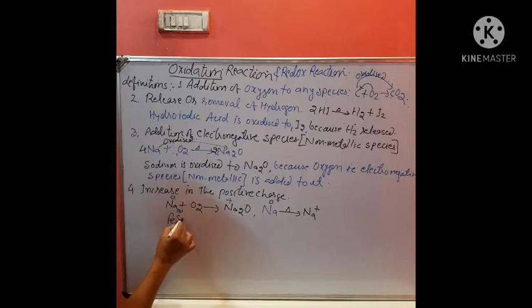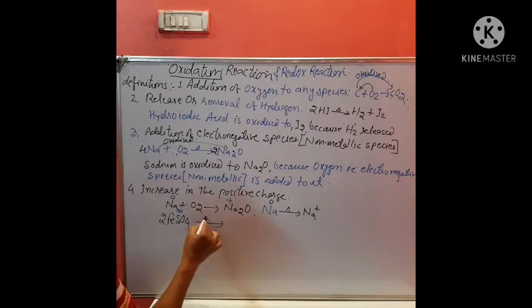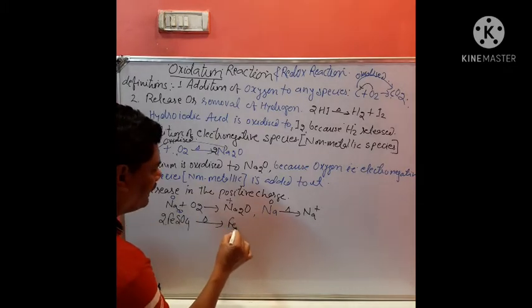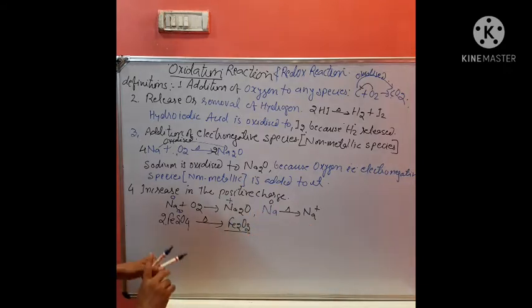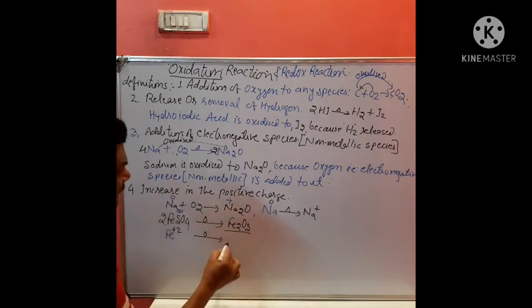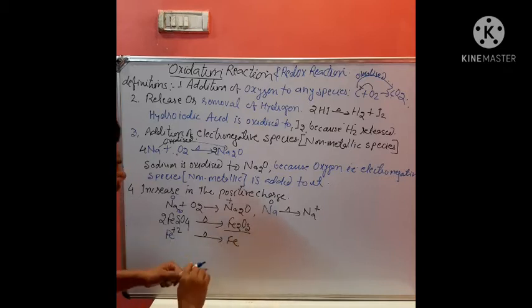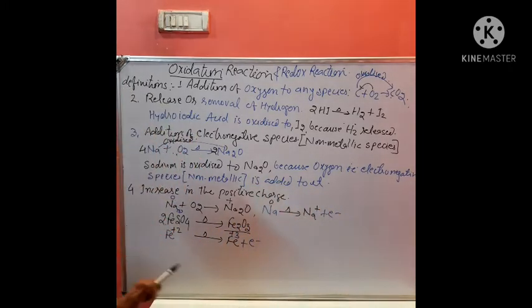Like one of the reactions we have studied, when FeSO4, that is 2FeSO4, is strongly heated, in the activity we have seen, it converts into Fe2O3. I am not showing the rest of the species. This is called ferrous sulfate, and here Fe is present in plus 2 form, which is getting converted into the plus 3 form. That means one electron is released.